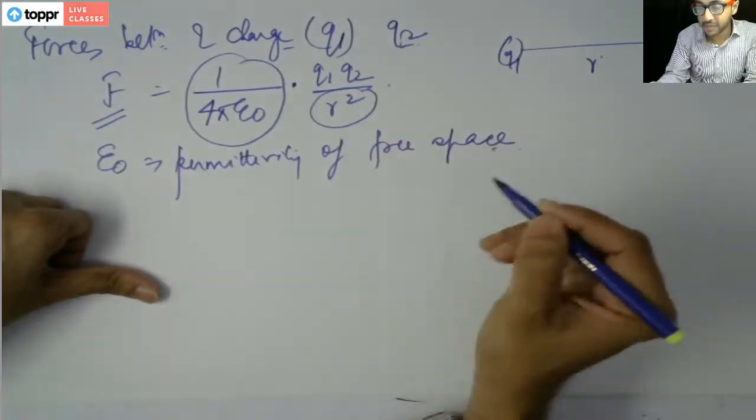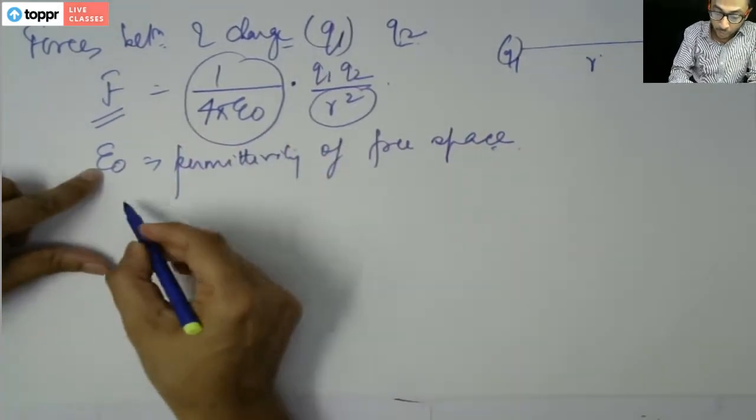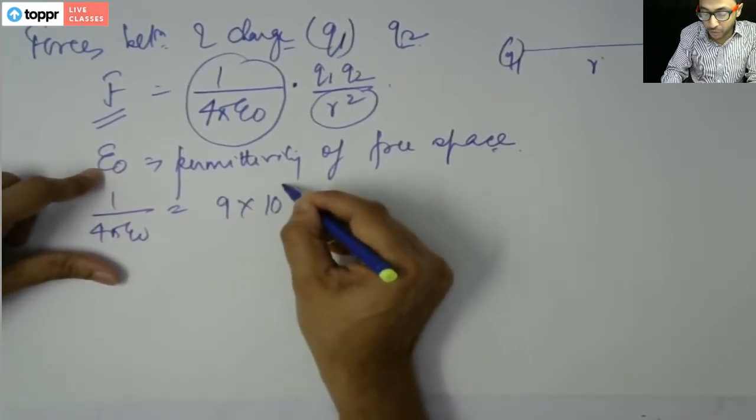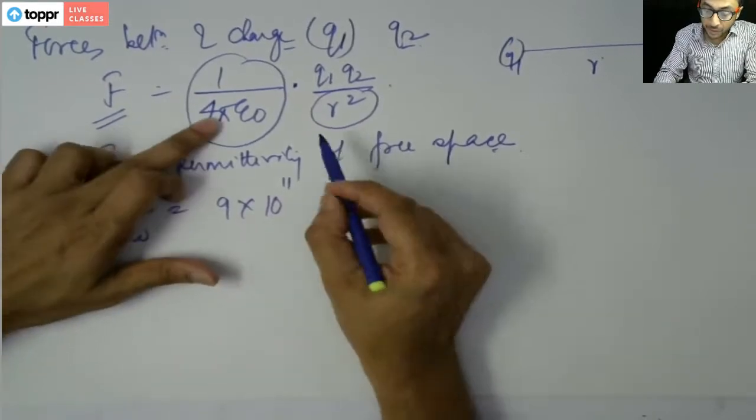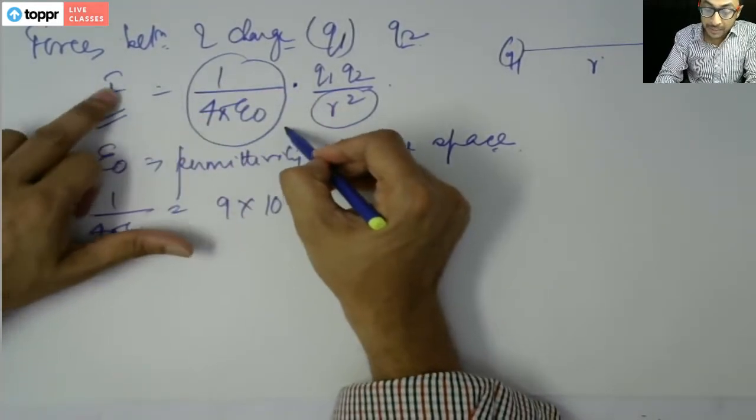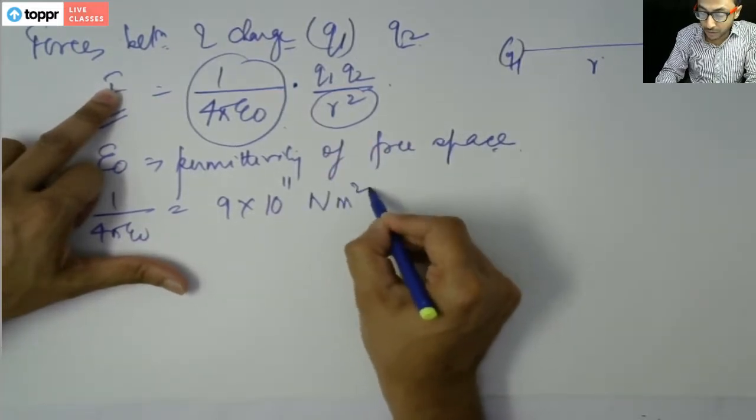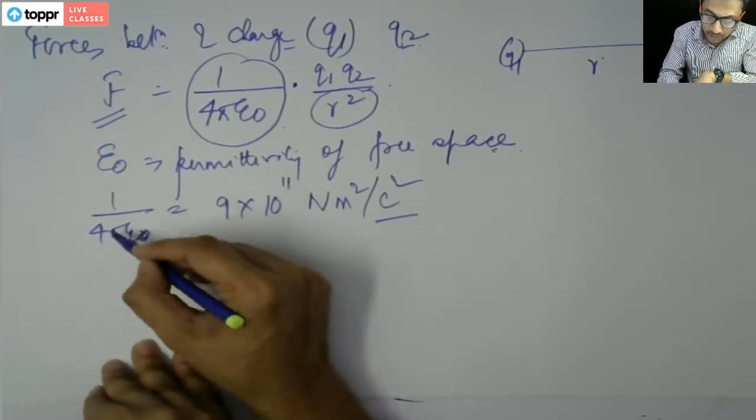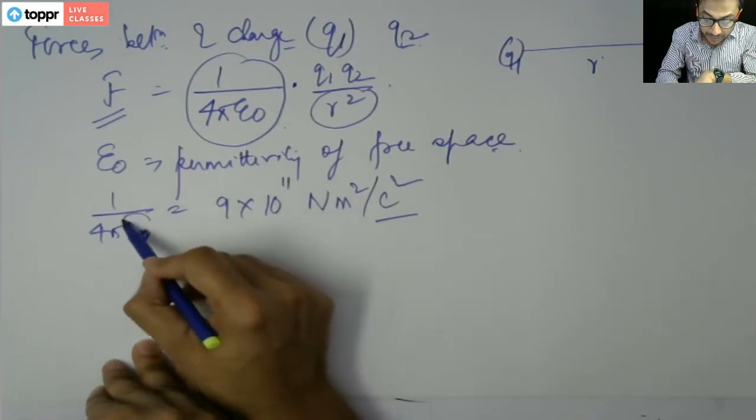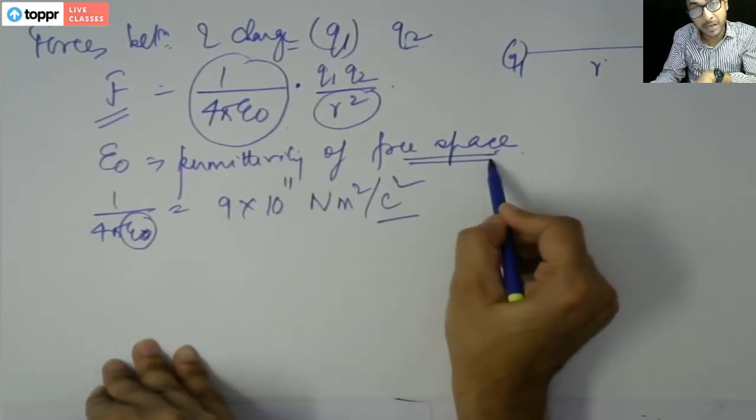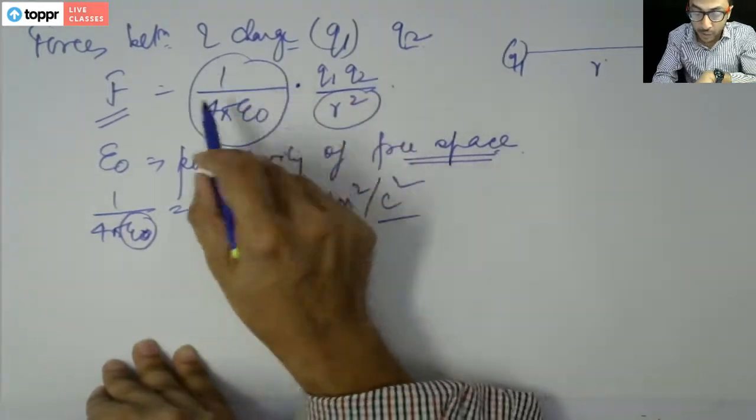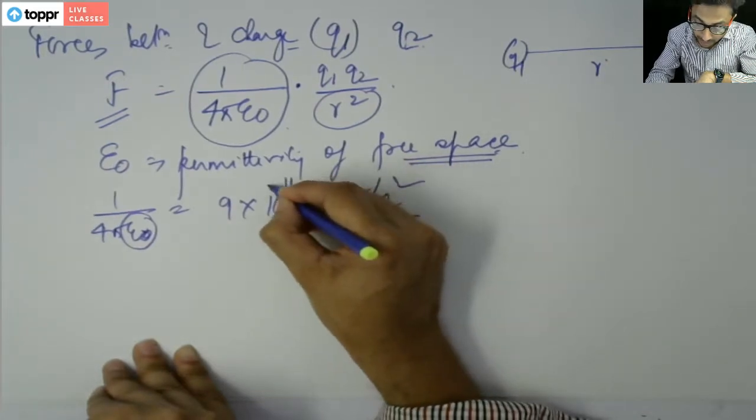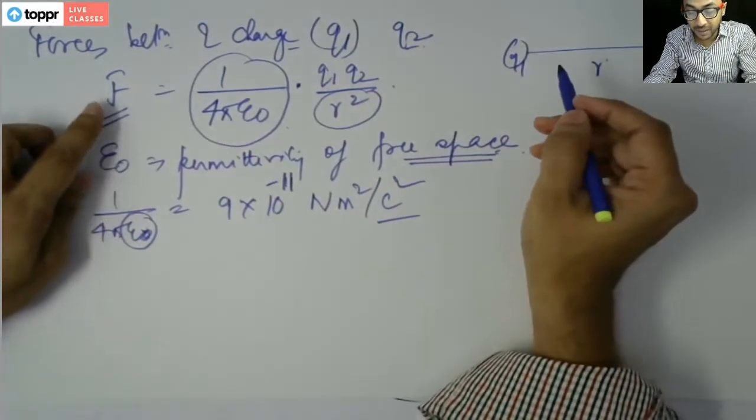of free space. Now this constant 1 by 4 pi epsilon 0 has a value of 9 times 10 to the power 9. You can see what would be the unit of this. Force is Newton, so the unit is Newton meter square per coulomb square. How it came about, we will study later. Epsilon 0 is a property of free space. So in free space, the constant with which the charges multiply is this. Epsilon 0 is of the order of 10 to the power minus 11 because this force is very, very small.